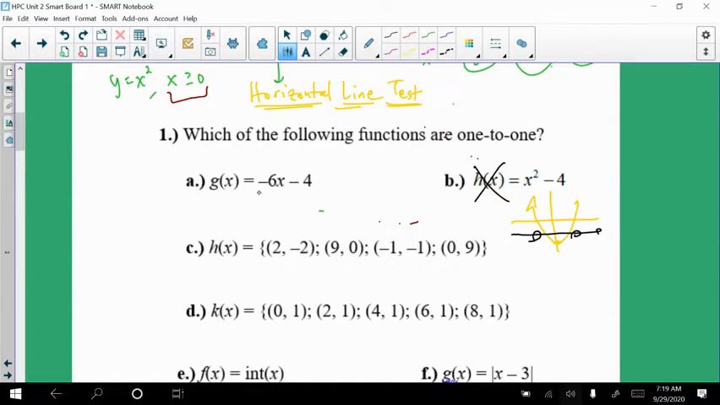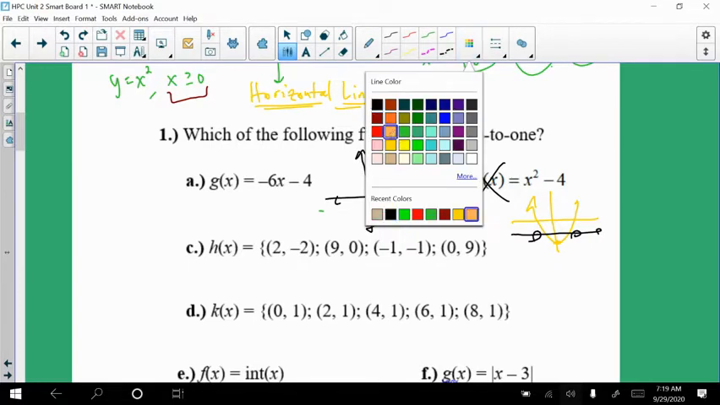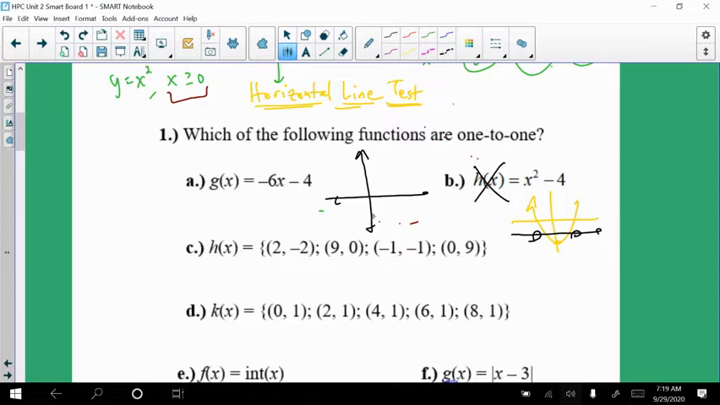Now, -6x minus 4 is just a linear function. No matter what your linear function is, it's going to pass the horizontal line test. So with -6x minus 4, no matter where you draw a horizontal line, it's only going to intersect once. For every y, there's only one x that goes to it. So I would say, yep, for that one.